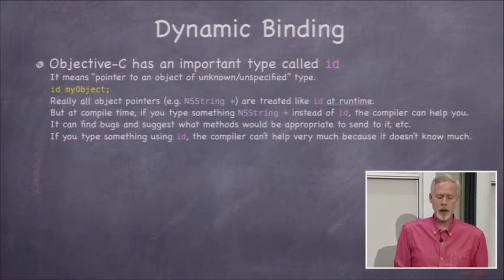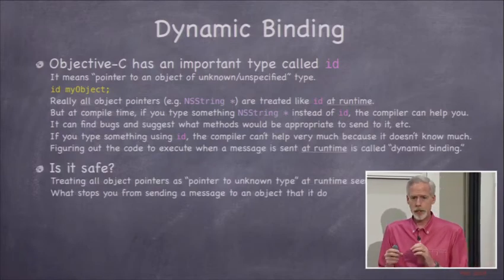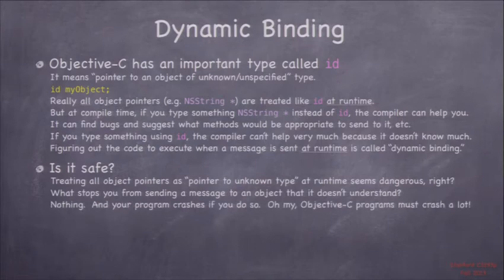Now, what does this mean? Is this safe? Because you're worried, I'm sure, what if I send a message to an object and it doesn't understand it? Well, nothing stops you from doing that. And not only that, if you do that, your program will crash. It'll raise an exception. Unless you catch the exception, it will crash.